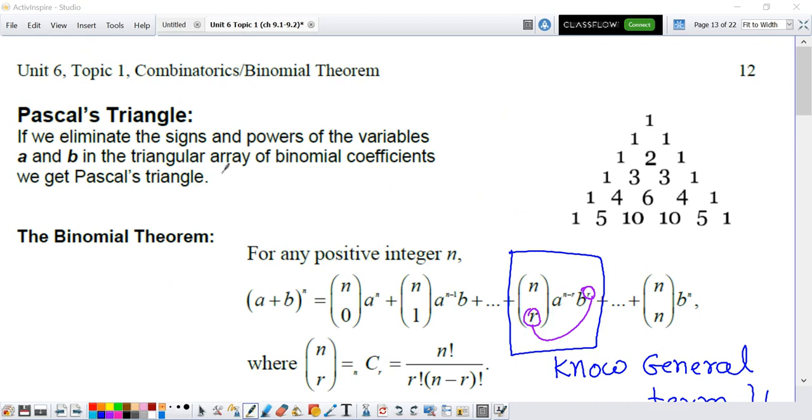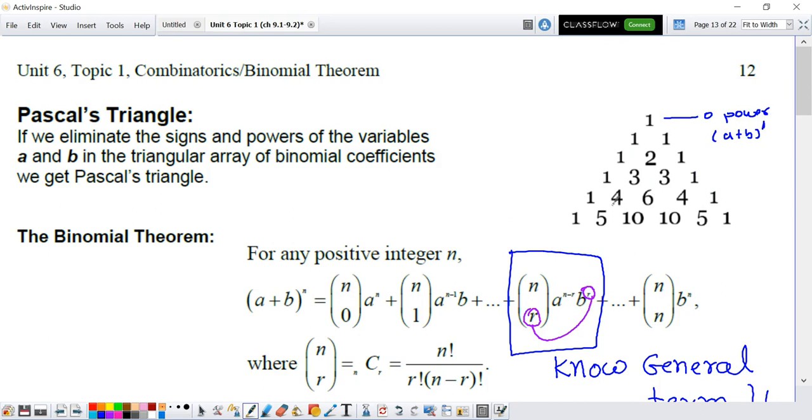So let's explore further. What is Pascal's triangle? If we eliminate the signs and powers of variables a and b in the previous array, we get the binomial coefficients, that is nothing but Pascal's triangle. Pascal's triangle is nothing but a pattern. This is considered the zero power. Anything to the zero power gives you 1. Then 1 and 1 is for (a plus b) to the 1. So these are the coefficients 1 and 1. This is power 2, power 3, 4, 5.